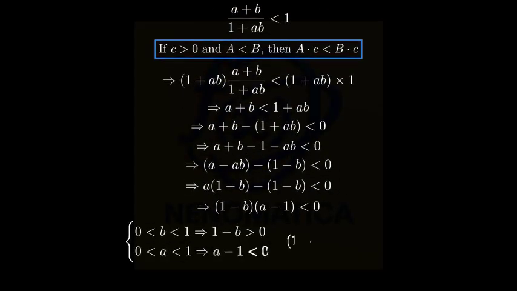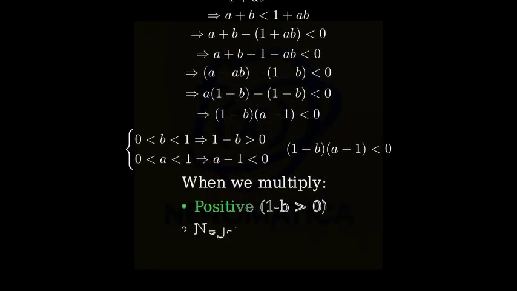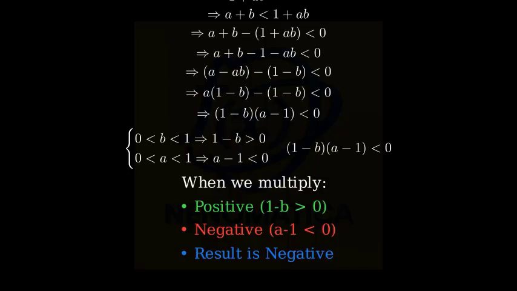Step 8. Now, let's check the signs of each factor. Since b is between 0 and 1, 1 minus b is positive. And since a is also between 0 and 1, a minus 1 is negative. So when we multiply a positive number, 1 minus b, by a negative number, a minus 1, we get a negative result. This means our inequality (1 minus b) times (a minus 1) is less than 0 is satisfied.